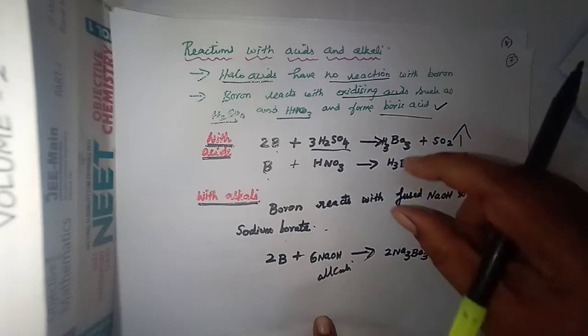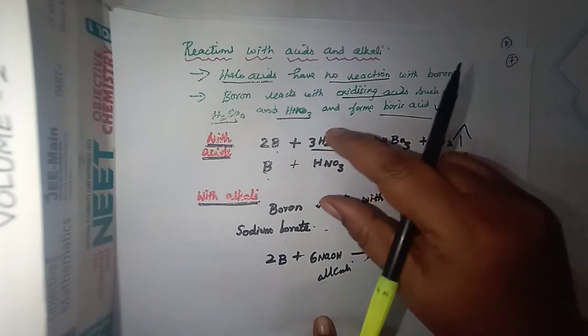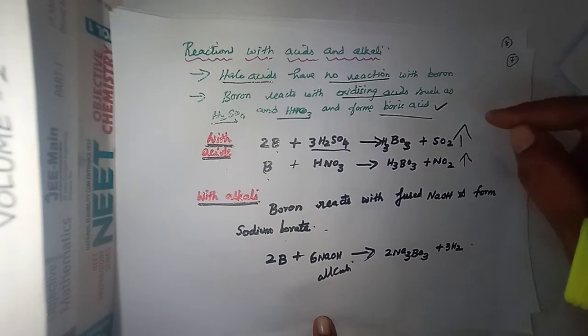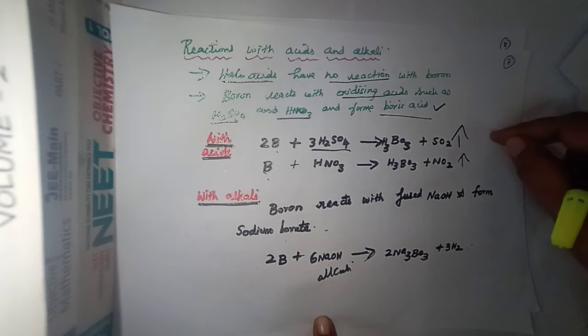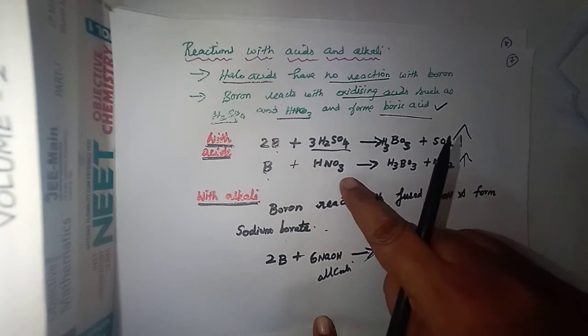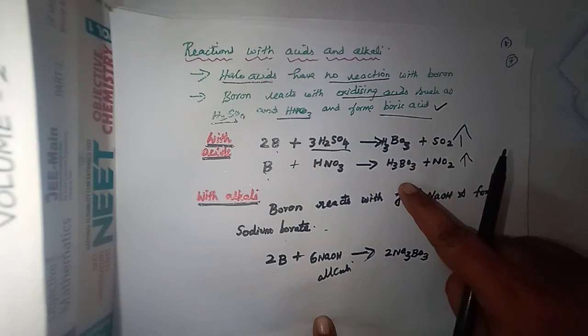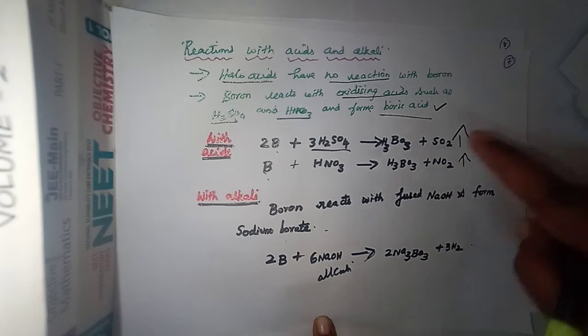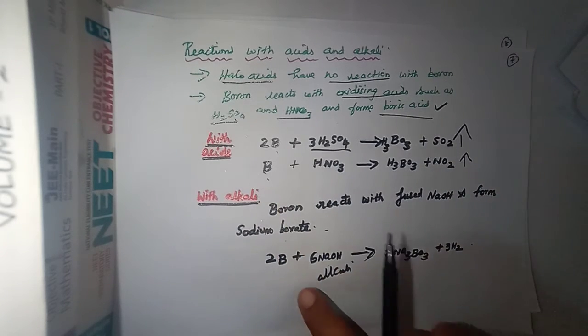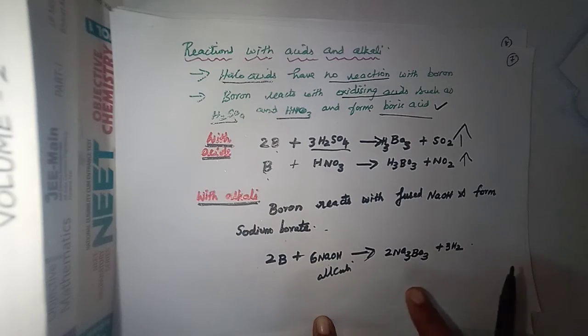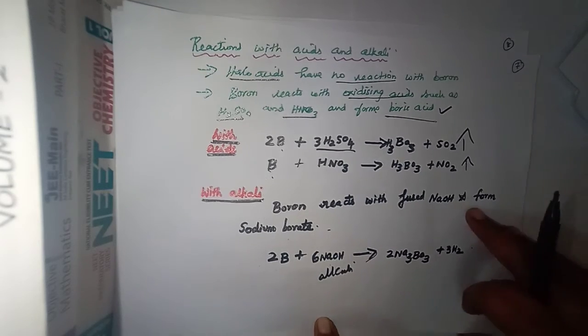Again, repeat. With acid: when boron reacts with sulfuric acid, it gives boric acid and sulfur dioxide. Boron reacts with nitric acid, it gives boric acid and nitrogen dioxide. With alkali: when boron reacts with sodium hydroxide, it gives sodium borate and hydrogen.